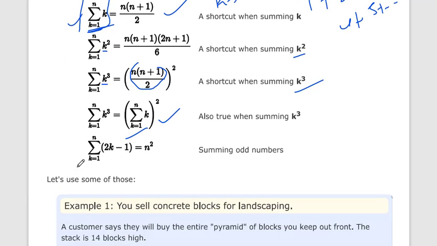This is the summation of all odd numbers. We have seen this rule in the first lecture: 2k minus 1. This is the odd number summation, so it will become n square.